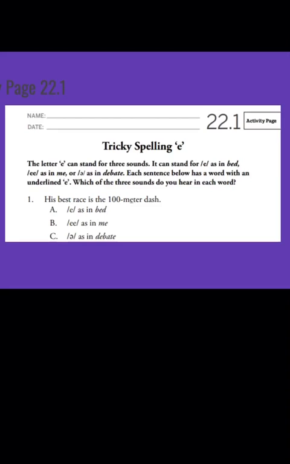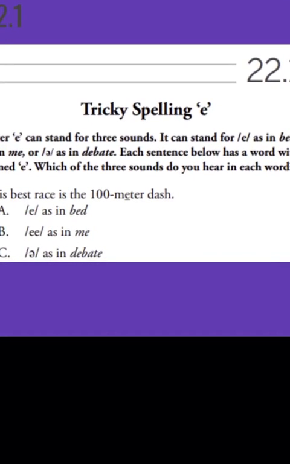Okay, let's look at number 1 together. Let's go ahead and read it. His best race is the 100-meter dash. Now, where is that E underlined? In the word meter, yes. And that E is making what sound in meter?